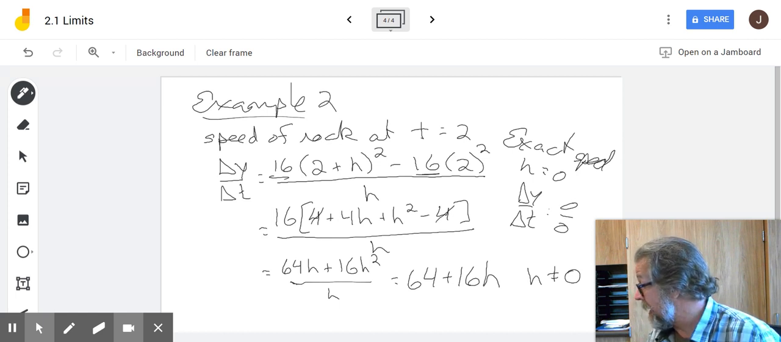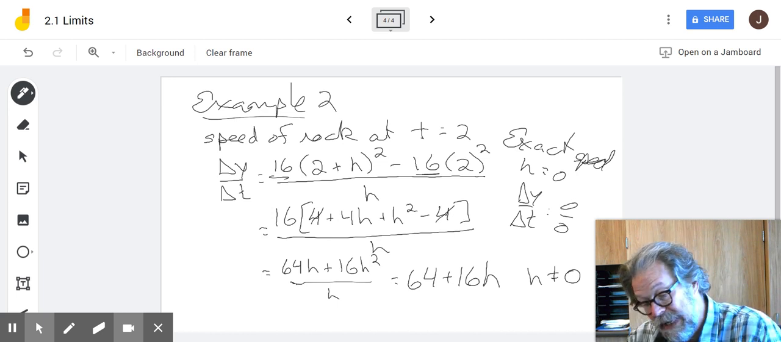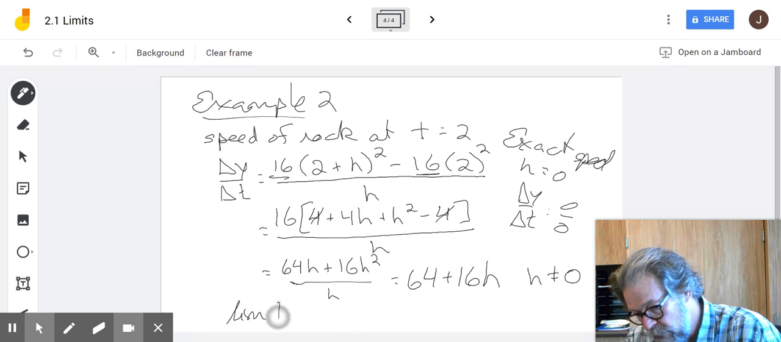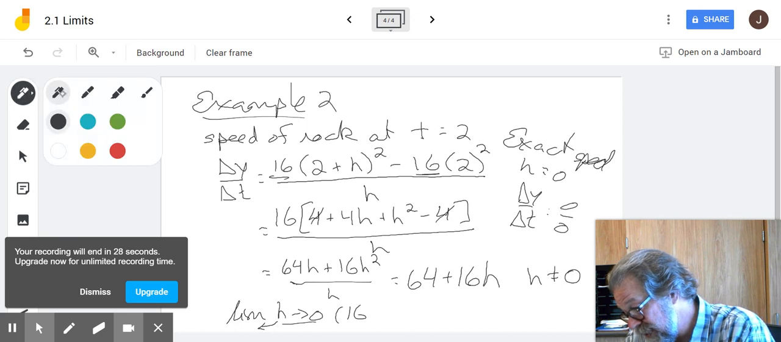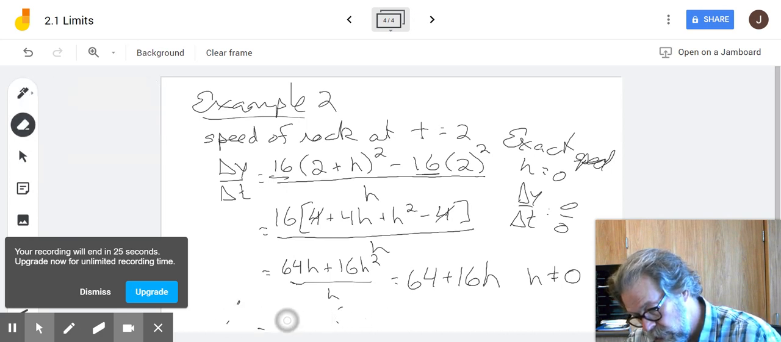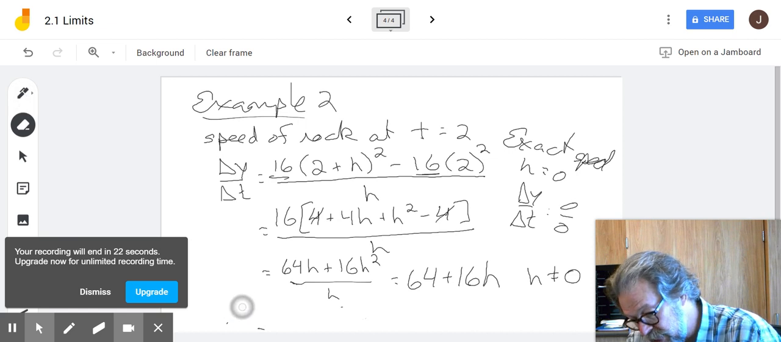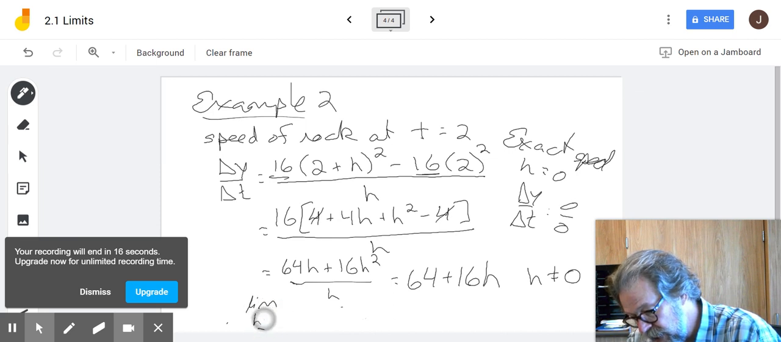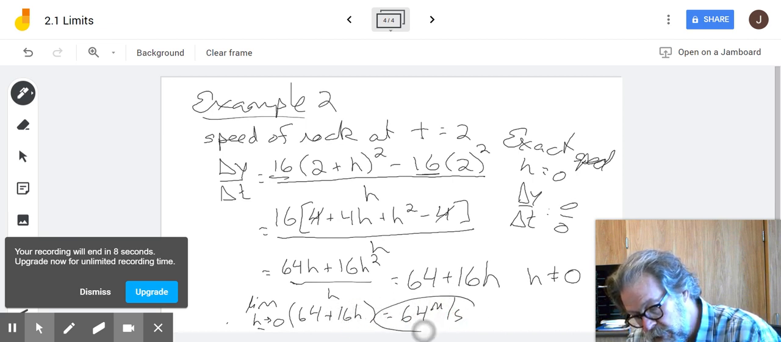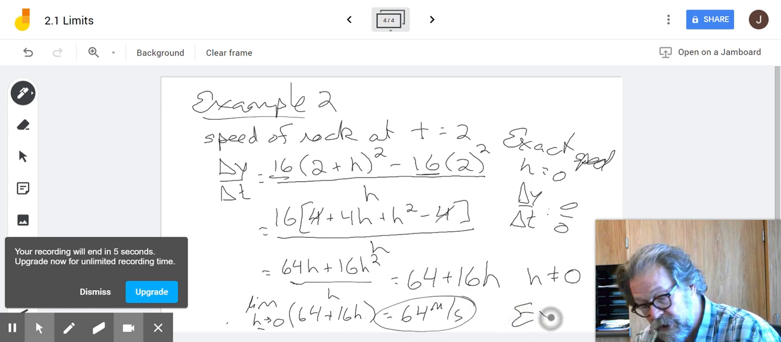So how do I find the speed at time 2? I take the limit as h goes to 0 of this function. I've run out of room, running out of time, going to go fast. The limit as h goes to 0 of 64 plus 16h is 64 meters per second. Go ahead and do exercise 3.